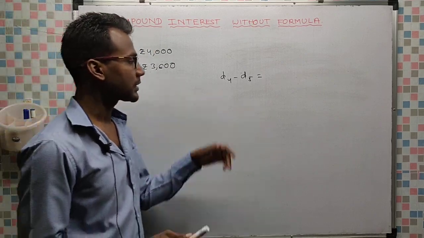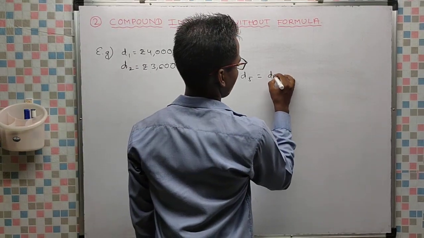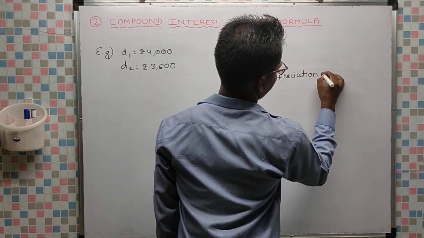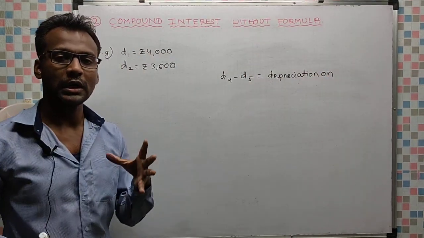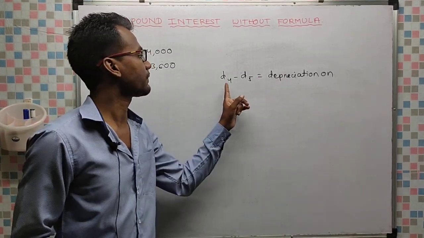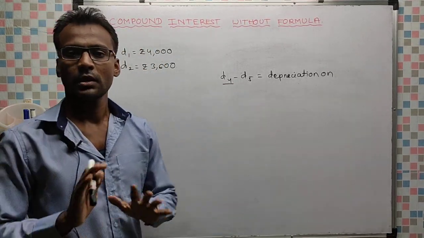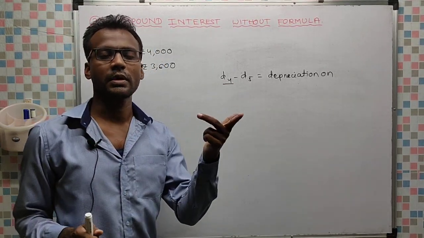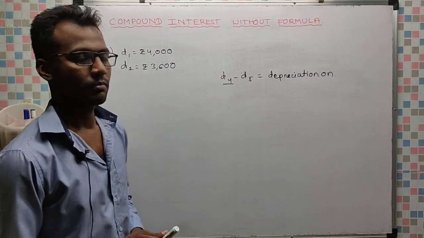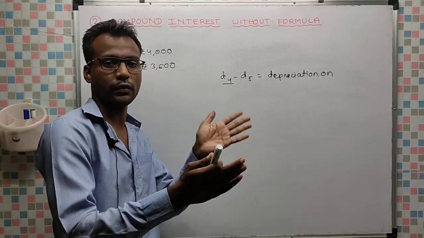So the difference is equal to D4 minus D5, and this is equal to the depreciation on the depreciation of the preceding year. Which is the preceding year, D4 or D5? D4, not D5. While taking a difference, the simple concept is greater value minus smaller value. Very simple. But the depreciation on the preceding year means D4. If you are comparing D4 and D5, then D4 is the preceding year.